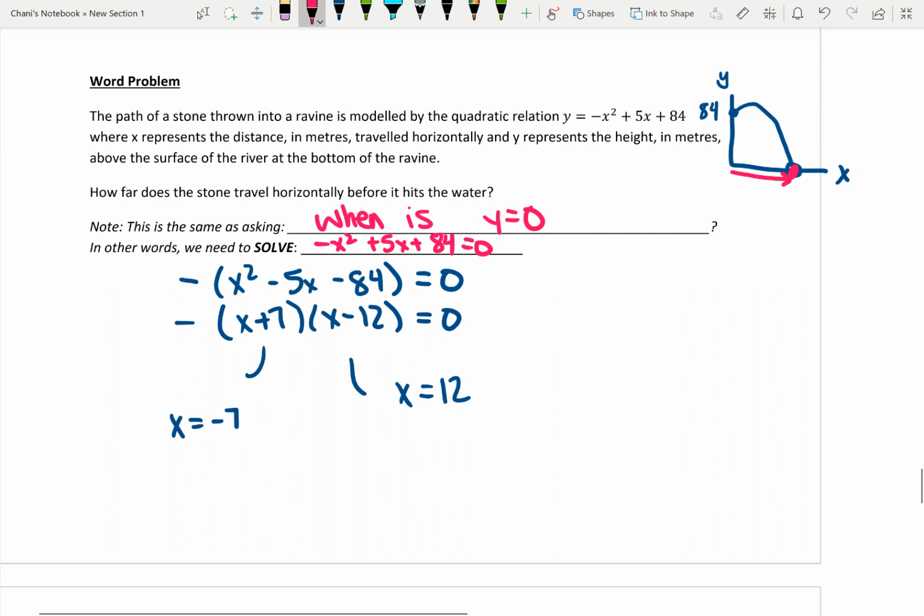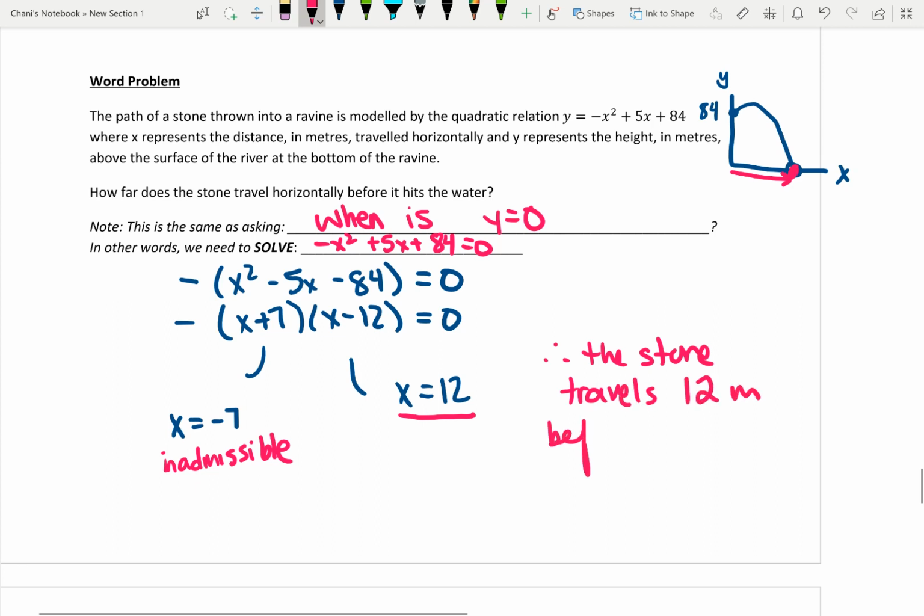Notice that we are not considering the distance before the rock is thrown, so we call this x value inadmissible. And that's the term to use. So this means this is the solution. If you put x equals 12 into the equation, you would get the result that y equals 0. So therefore we can say the stone travels 12 meters before hitting the water.